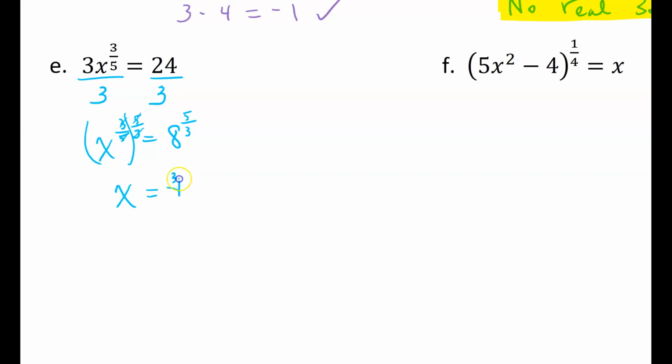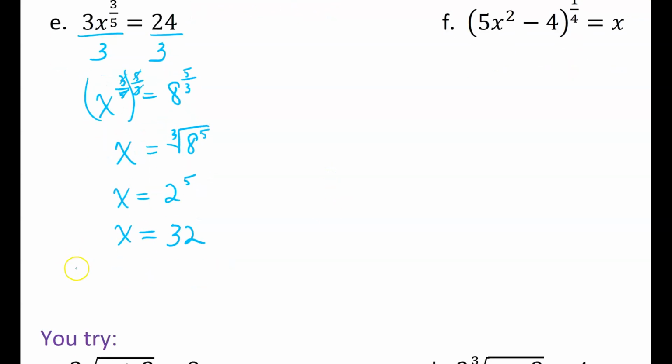So I'll write it out as the radical, not x to the 5th, sorry, 8 to the 5th. All right, and again, easier to go smaller first. The cube root of 8 is 2, so this is 2 to the 5th. So x is equal to 32.